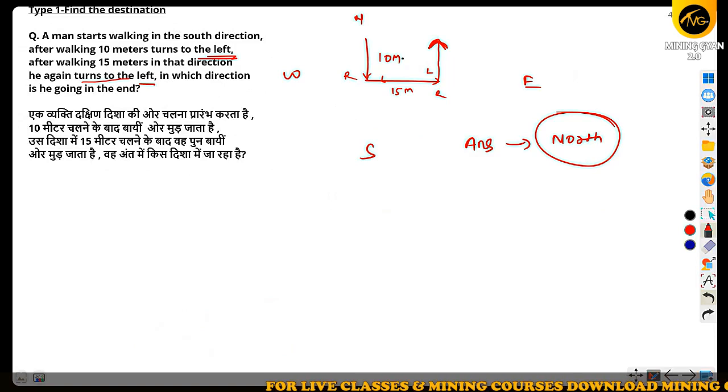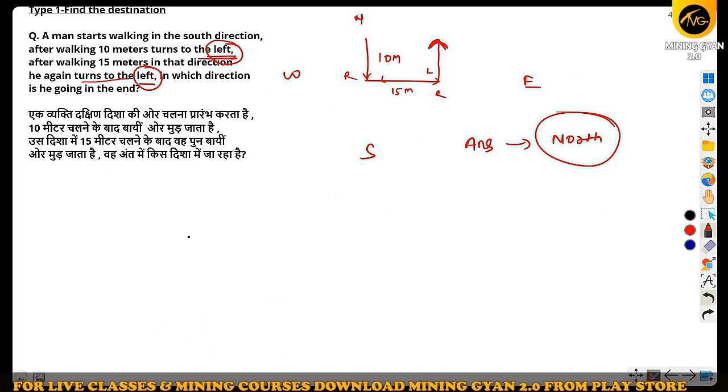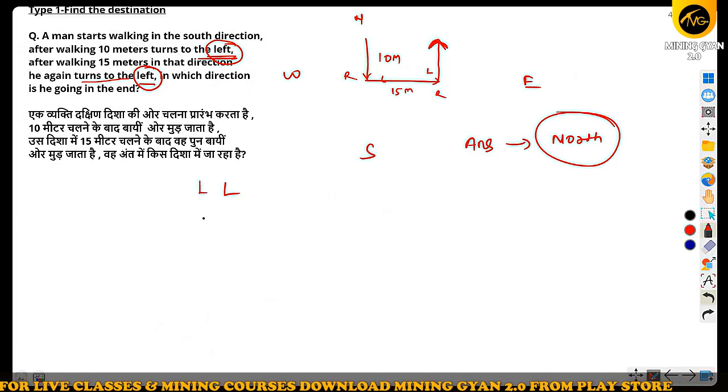But if you do not want to draw all the lines and you want the final direction directly, then you can follow some basic logic, like just count how many times he turns. So first he turns left and the second time he again turns left. If anybody turns 2 times, then just multiply 2 into 90 degrees. Okay, he turns 2 times and both times he turns left and left.